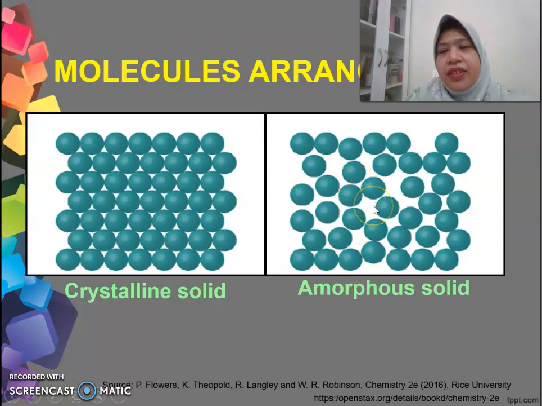And the substances that consist of large molecules or a mixture of molecules whose movement is more restricted always form amorphous solids. For example, candle wax is an amorphous solid and is composed of large hydrocarbon molecules. Okay, this is the amorphous solid.